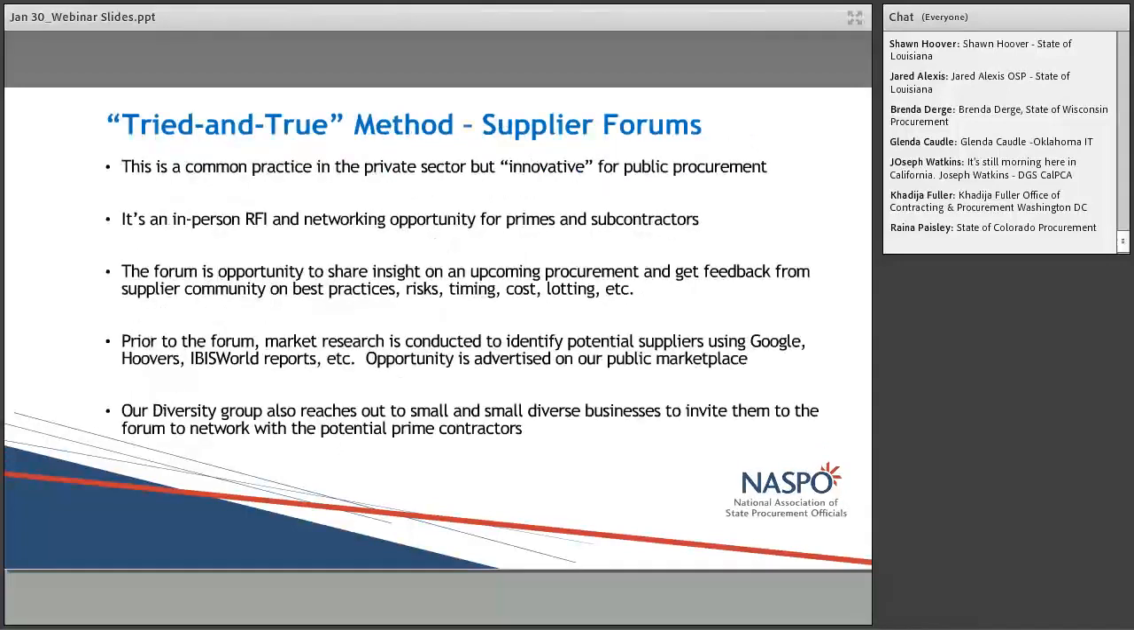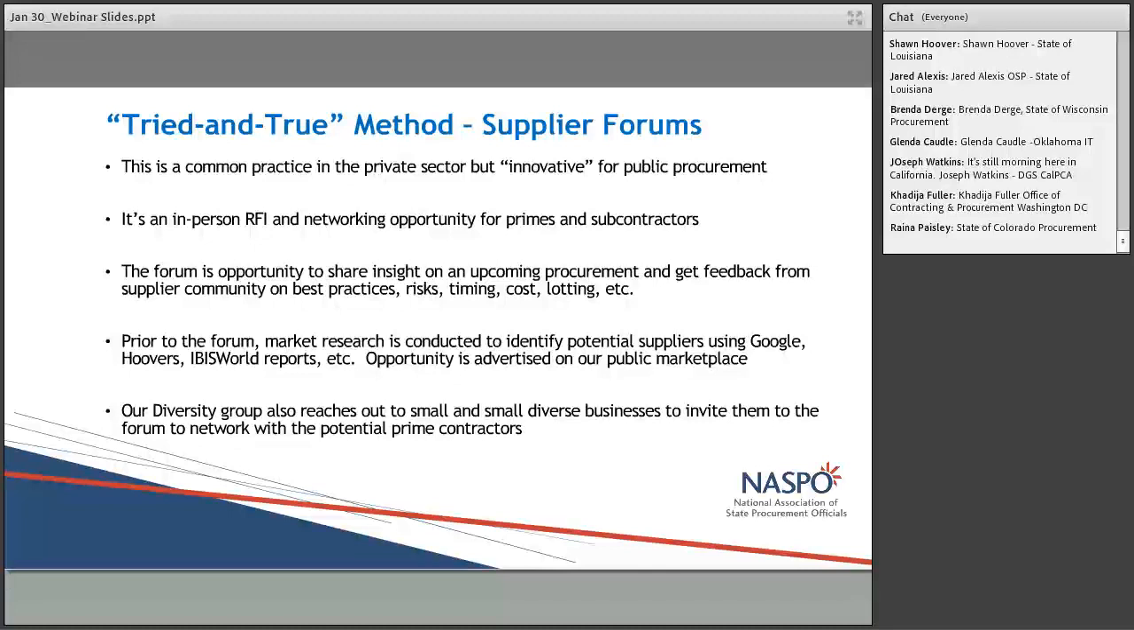So that's it for auctions. The next best practice sourcing method that we've implemented in Pennsylvania, which from what I have heard is fairly unique, is called the Supplier Forum. So this is a very common best practice in the private sector, but is relatively innovative for public procurement.